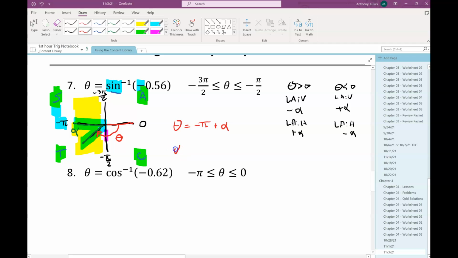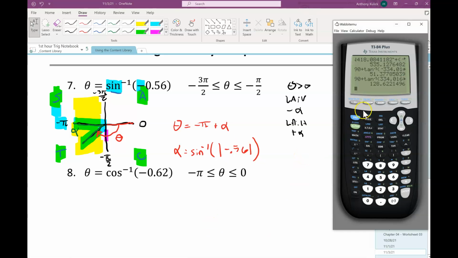And what is alpha equal? Well, it's going to be the sine inverse of the absolute value of 0.56, or negative 0.56, I should say. The absolute value of negative 0.56. So in my calculator, I want to check to make sure that I'm in the correct mode. This sheet is asking for answers in radians. So I want to make sure I'm in radian mode.